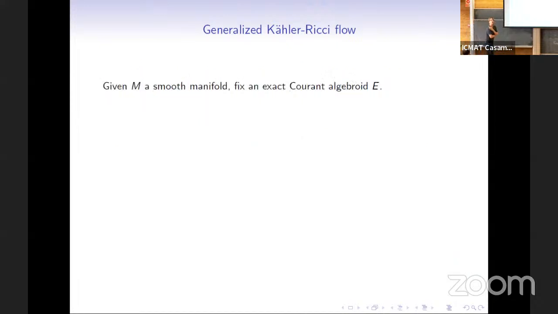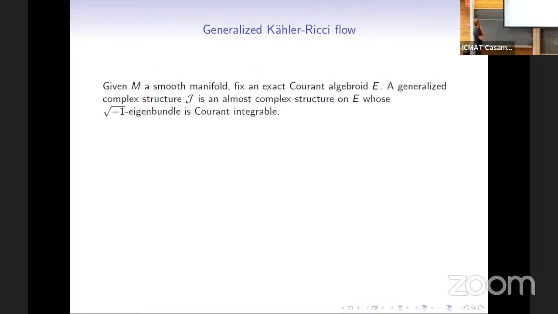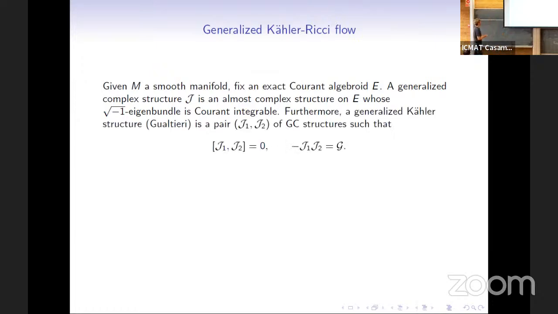So yeah, I want to say a little bit about recasting this in the generalized language. I gave the by-hands definition of the flow, but what does it look like in the generalized language? As Marco already discussed, a generalized complex structure is a complex structure on a Courant algebroid whose i eigenbundle is Courant integrable. And a generalized Kähler structure is a pair of such GC structures which commute and whose product gives a generalized metric.